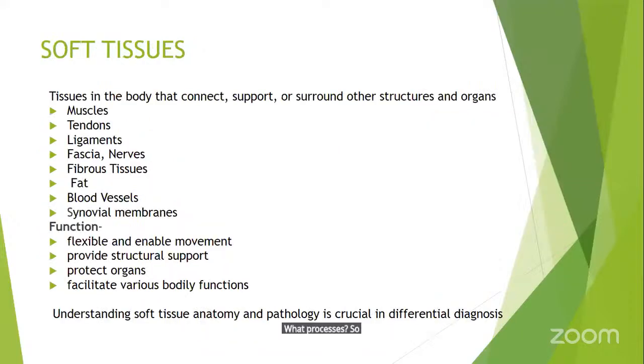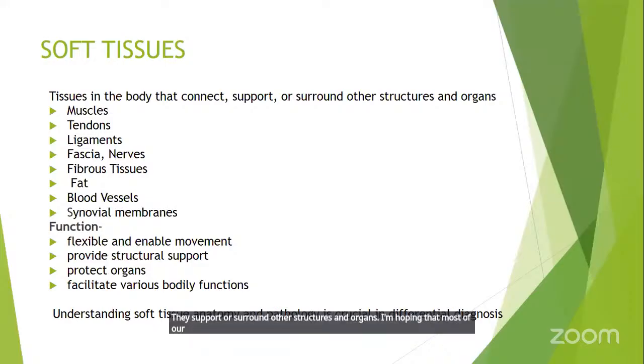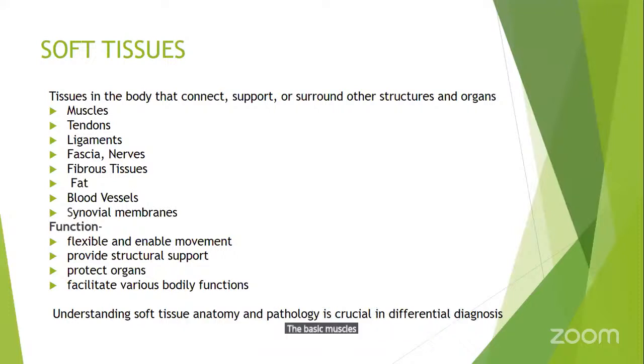So what are soft tissues? They are the type of tissues that connect, support or surround other structures and organs. I'm hoping that most of our participants here have gone through anatomy and physiology and they understand when I say they connect, they support, they surround other organs. And this includes mostly muscles, the basic muscles of the body, the tendons, ligaments, the nerves, the fibrous tissues, the fat component of the body, blood vessels, and synovial membrane.